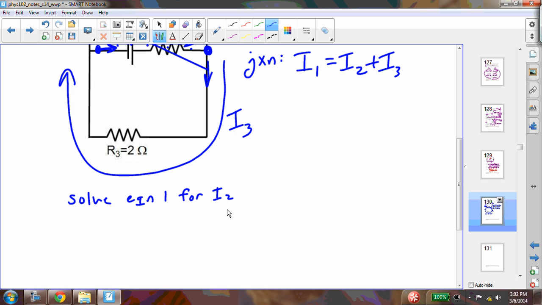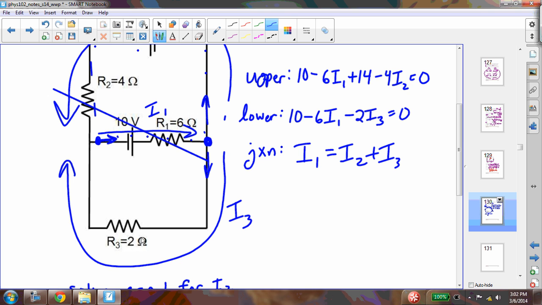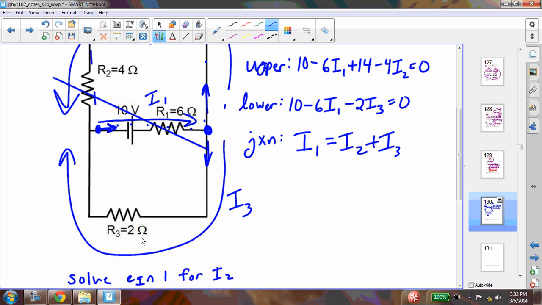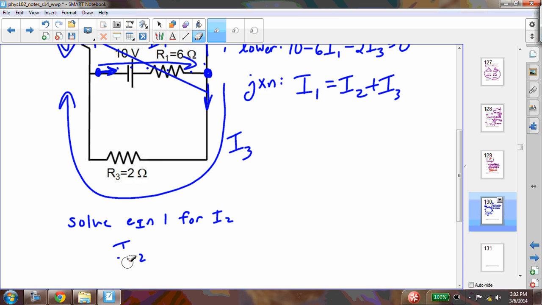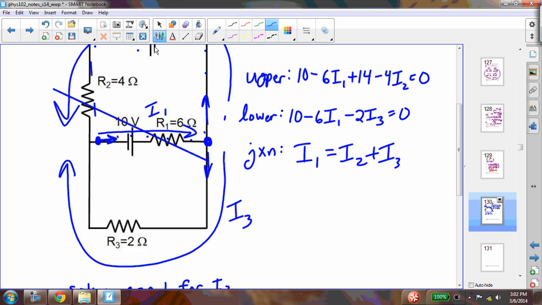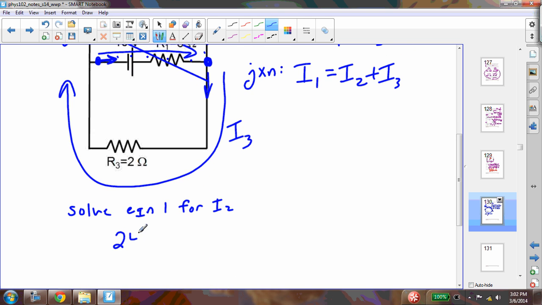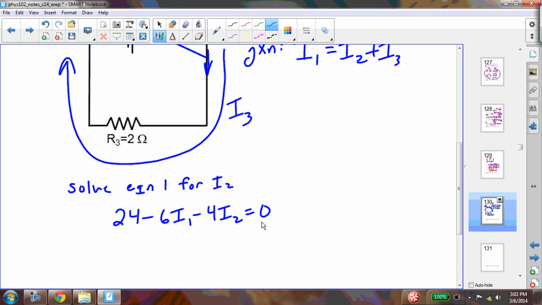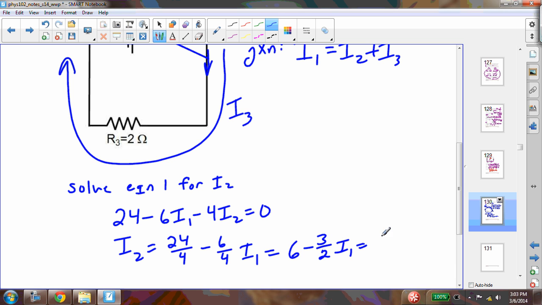If I do that, I find that I2, let me start over here. I have 24 minus 6I1 minus 4I2. And I'm going to solve that for I2. So I have I2 equals 24 over 4 minus 6 over 4 I1. And that will be equal to 6 minus 3 halves I1. That is going to equal I2.